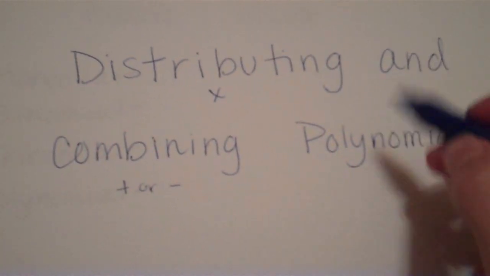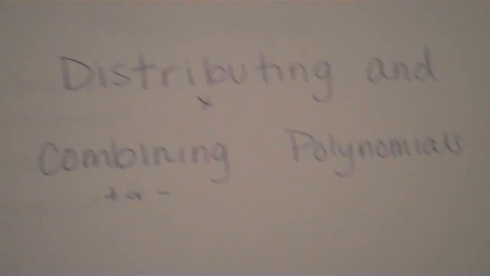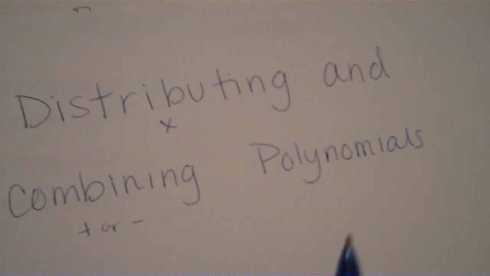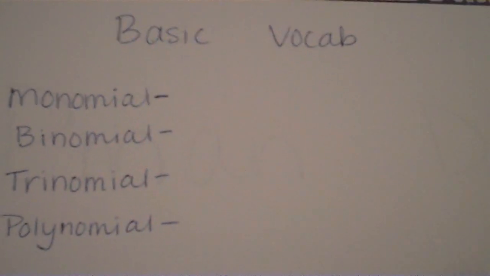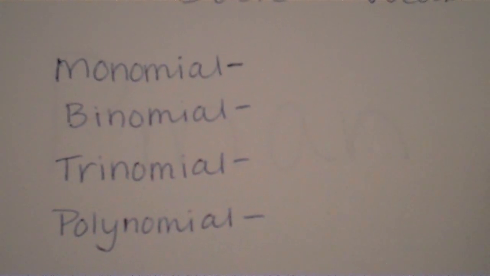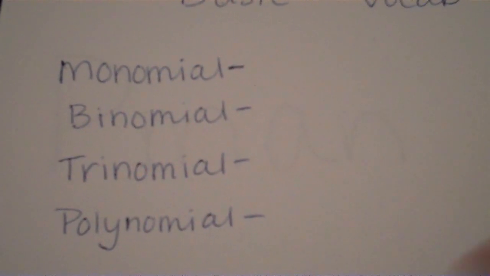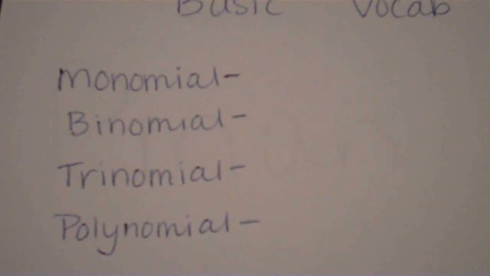Now this word polynomial is probably new for you, and we're going to go over some basic vocab here in just a second. So I want you to write these basic vocabulary words down. So basic vocab. And we have 4 words. Monomial, binomial, trinomial, and polynomial. But I'll have that omial at the back, right?